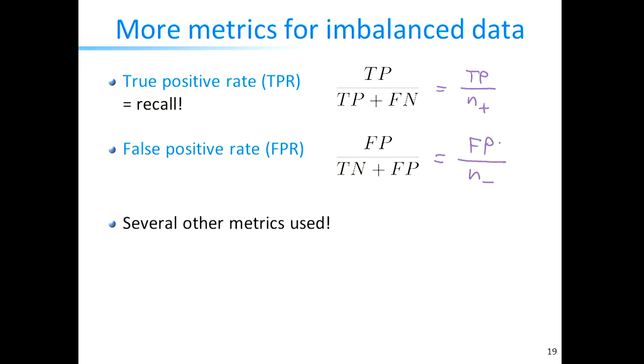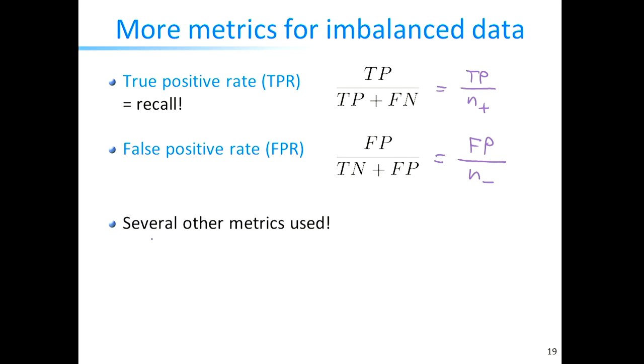Okay, and so why are these also useful to look at? There's one property that's nice about them, which makes them relatively easy to understand. So basically, if you think about how good your classifier is, the question is what's the natural baseline?